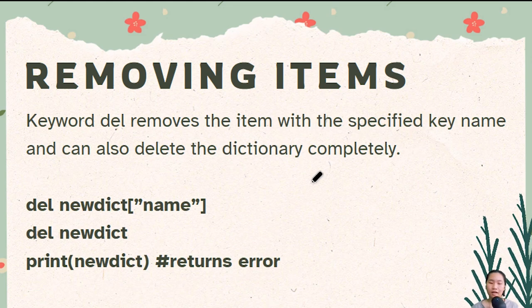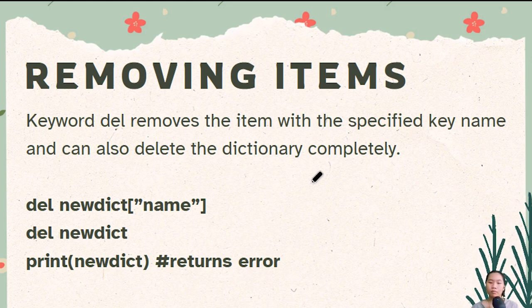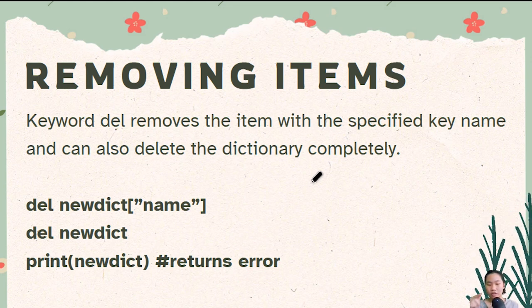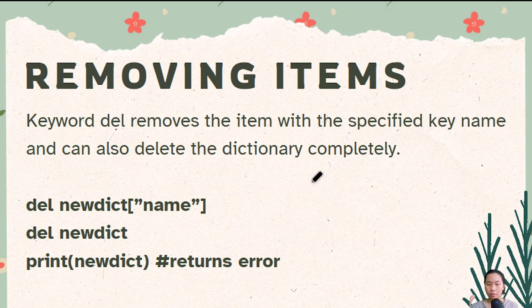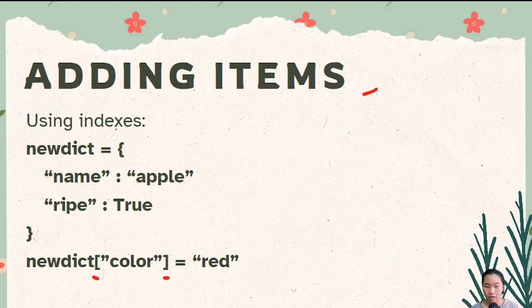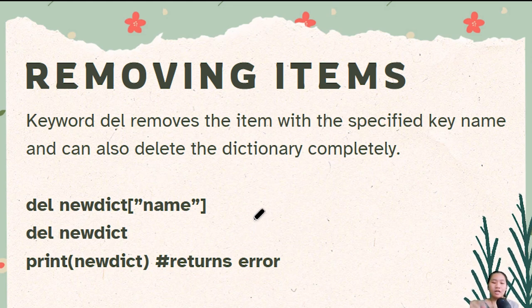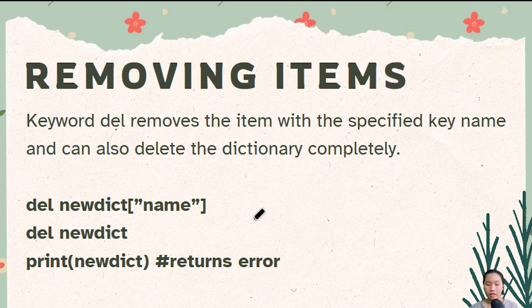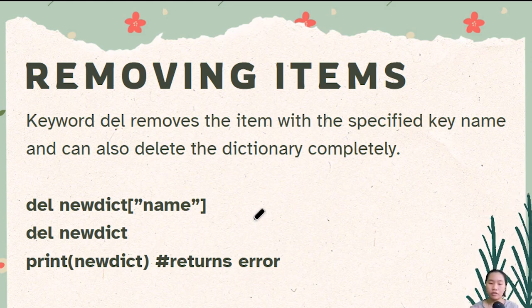Next up is del or delete. It will remove the item with a specified key name, but it can also delete the entire dictionary completely. Now you have del, new dictionary, square brackets, double quotes, just like we see over here. Right. The first thing that we see using indexes, square brackets and double quotes. Same thing over here. Now let's go back. All right. Now it will delete, or completely take out, the name key with its corresponding value out of the new dictionary.